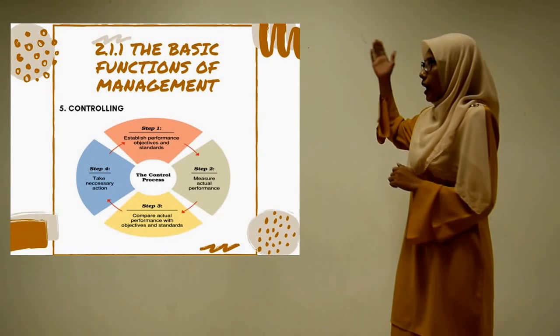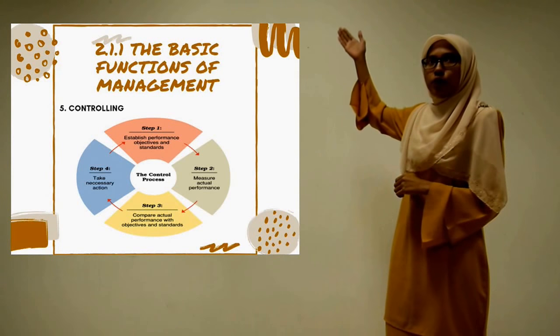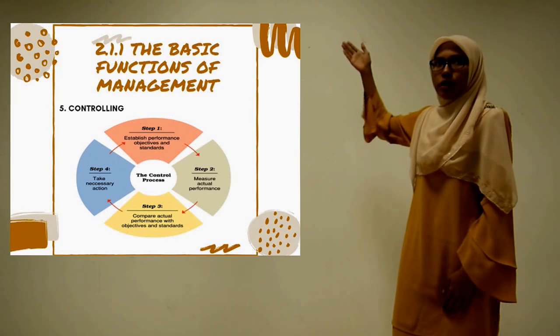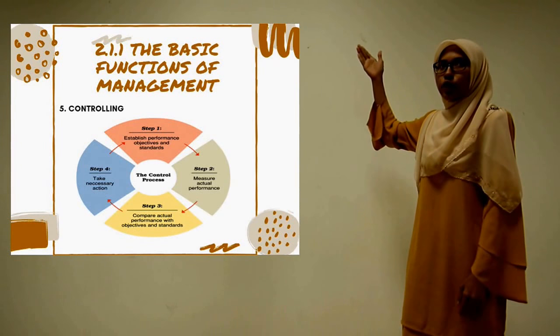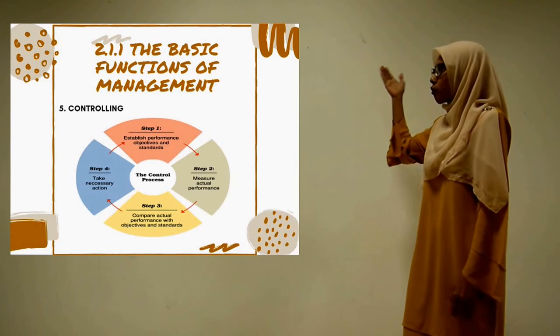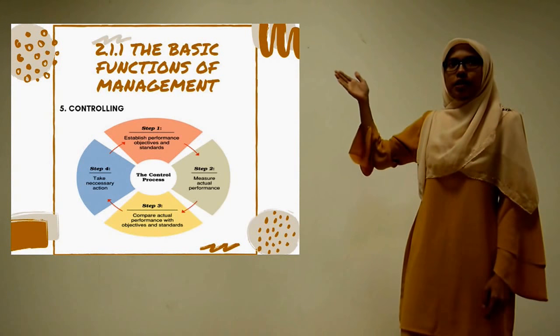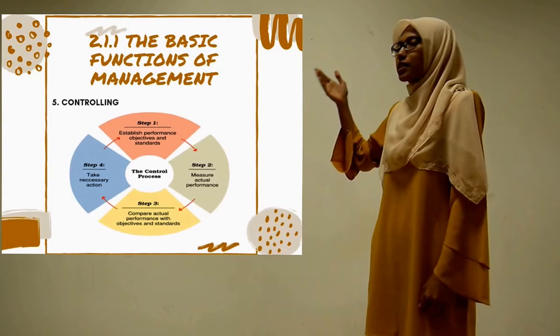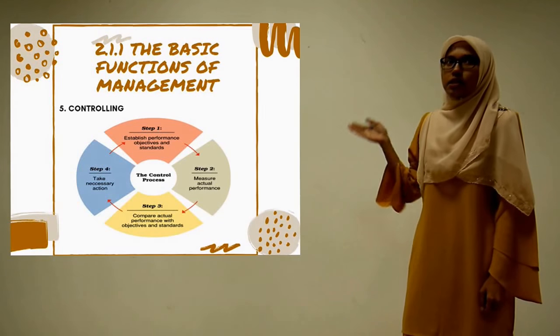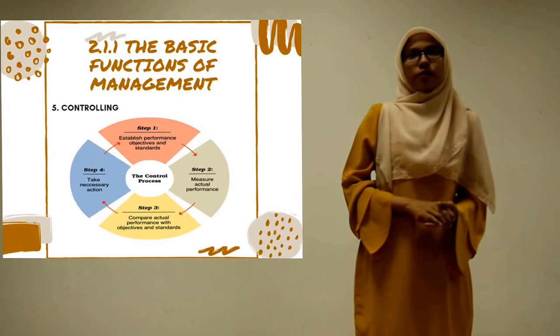As you can see, the first one is establishing performance standards. Second, measuring individual and organizational performance. Third is comparing actual performance to planned performance standards. And last is taking corrective actions.